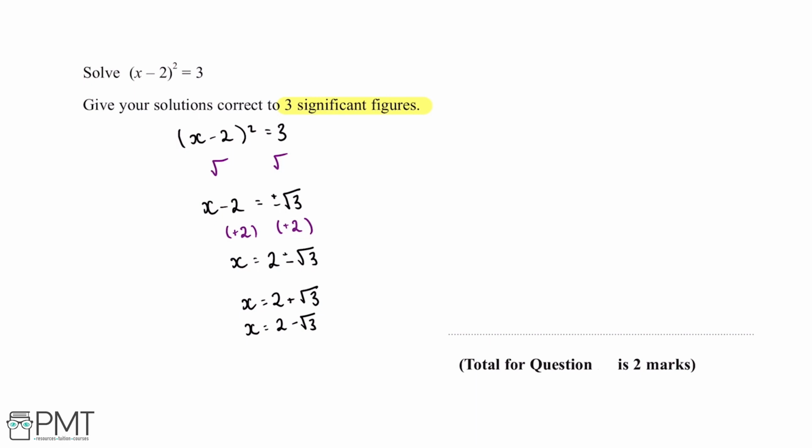So 2 plus root 3 is equal to 3.732 and so on. And 2 minus root 3 is equal to 0.2679 and so on. And these answers correct to 3 significant figures tell us that x is equal to 3.73 and x is equal to 0.268. Now this question's worth 2 marks. We'll get our first mark for beginning to rearrange this equation and our second mark for the correct answers.